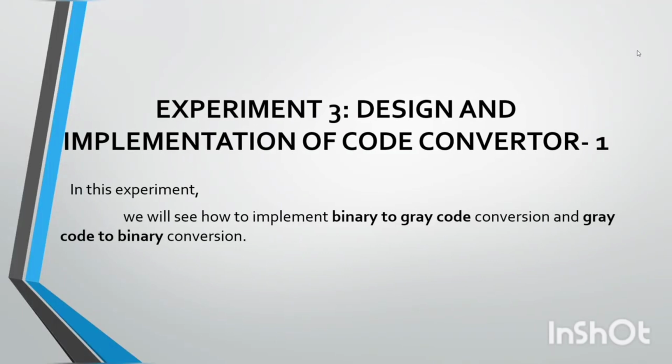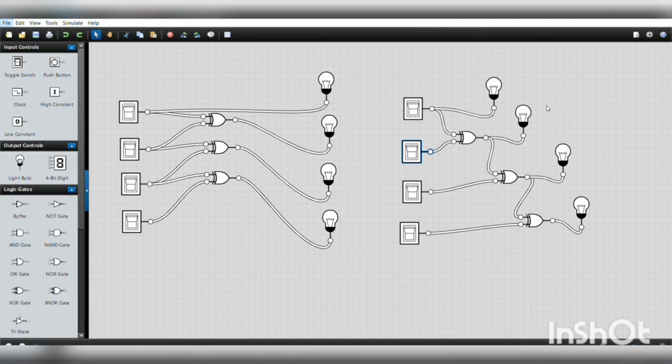Now we are going to see experiment 3, that is the design and implementation of code converter 1. In this experiment we will see how to implement the binary to gray code conversion and the gray code to binary conversion. The first circuit depicts the binary to gray code conversion and the second circuit represents the gray code to binary conversion. So let's see the binary to gray code conversion first.